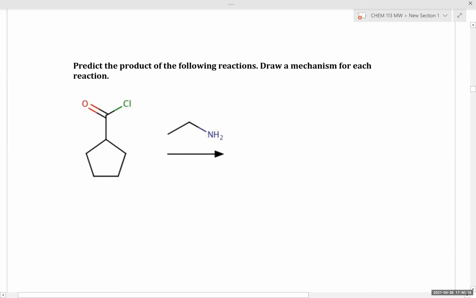So we have a nucleophilic amine, we have an electrophilic acyl chloride, and we're working under slightly basic conditions. So we're dealing with a carbonyl substitution reaction under slightly basic conditions. So what's the first thing that's going to happen if we have a nucleophilic amine and an electrophilic acyl chloride?